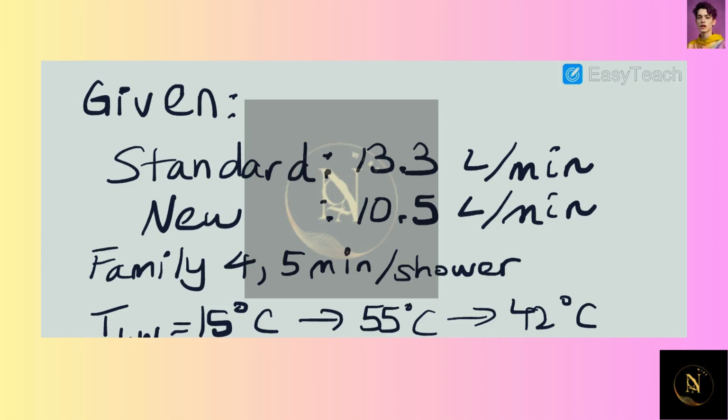Hi everyone, so what we have is the maximum flow rate of a standard shower head. That's 13.3 liters per minute. We know that a new shower head has a flow rate of 10.5 liters per minute. What we're assuming is that we have a family of 4 who take 5 minutes per shower.